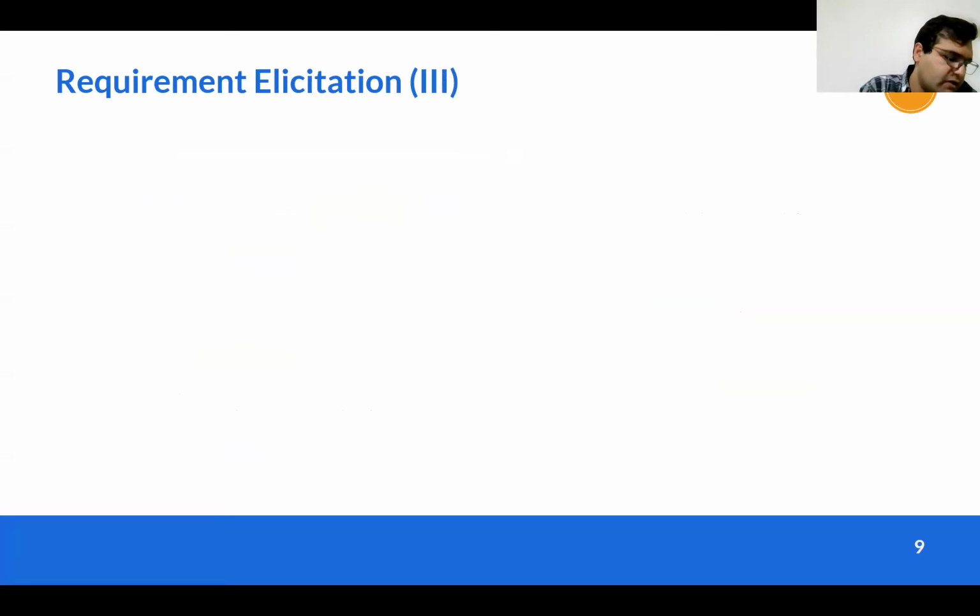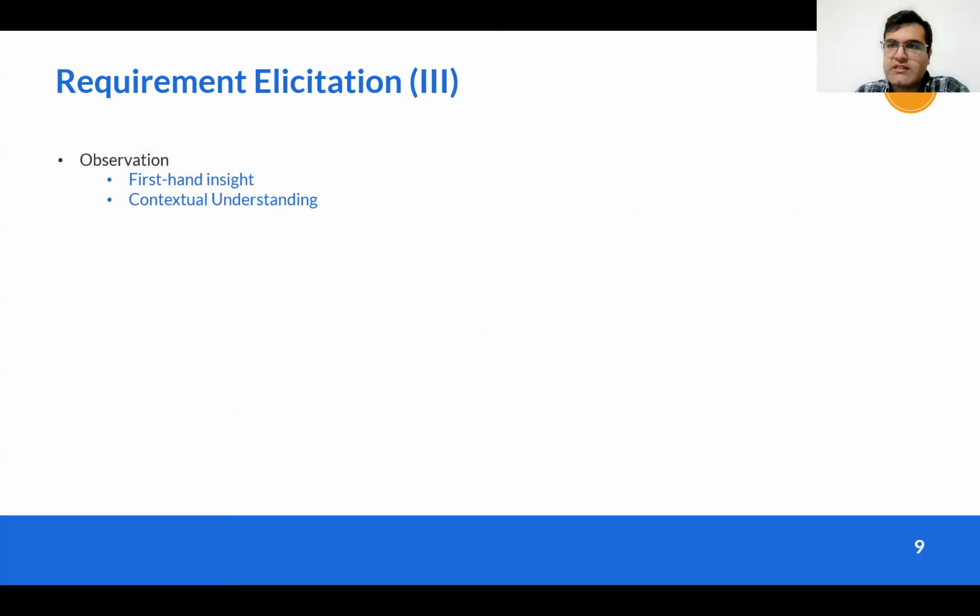Okay, and then the final slide for requirement elicitation, okay, we have observations, okay? Observations give you first-hand insights. You get to see exactly how things work for the context that you're going to develop the system for, right? It gives you contextual understanding.